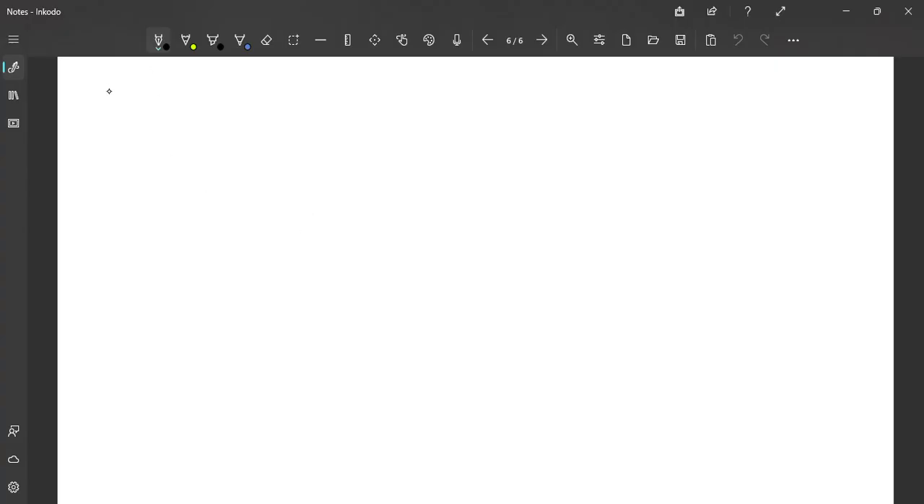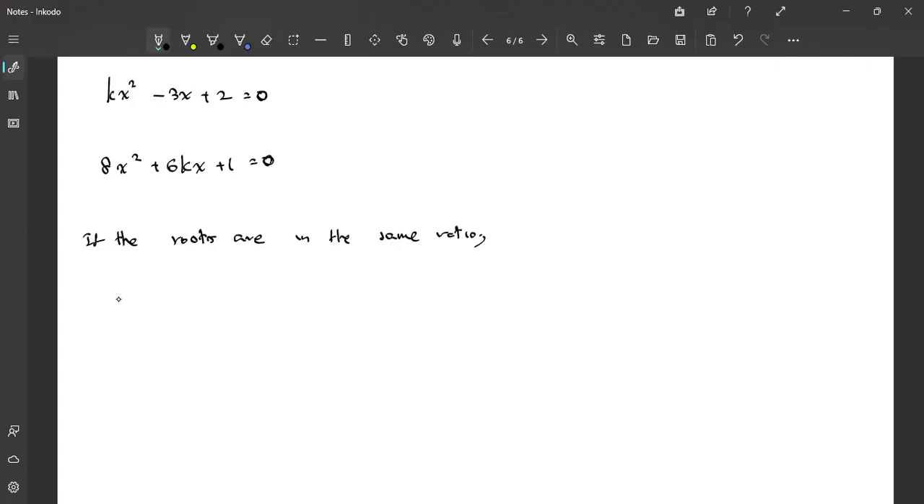It is given that the roots of the equation kx² − 3x + 2 equals 0 and 8x² + 6kx + 1 equals 0 are in the same ratio. What is the ratio? λ equals μ, λ equals 1 over μ. So if the roots are in the same ratio, what you can say is ACQ² equals PRB². So if you put the letters, this will be A, this will be B, this will be C, P, Q, and R.